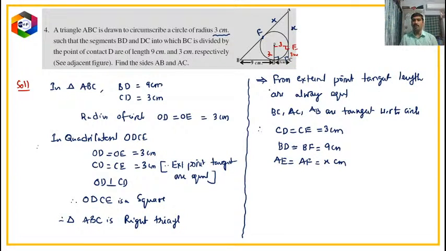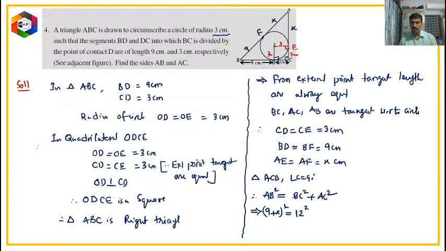Okay, now we don't know actually, so why? Because these two will be X only. Now since it is a right angle triangle ACB, angle C is equal to 90 degrees. Now hypotenuse: AB square is equal to BC square plus AC square. AB is nothing but 9 plus X, whole square, is equal to BC, 9 plus 3, which is 12 square, and AC, which is 3 plus X whole square.